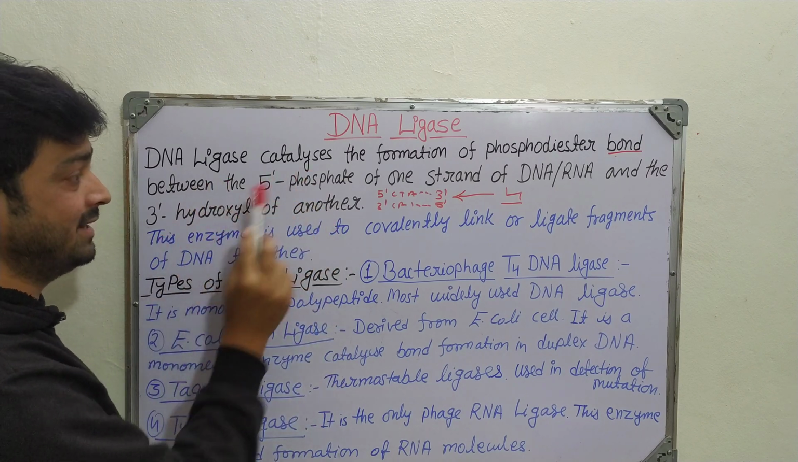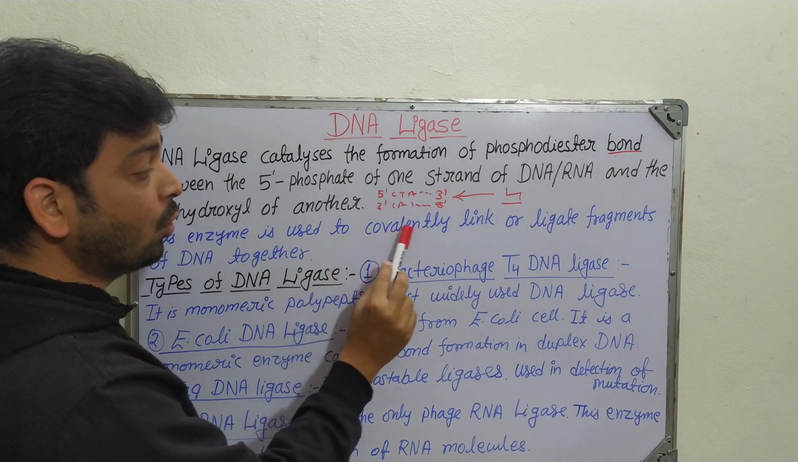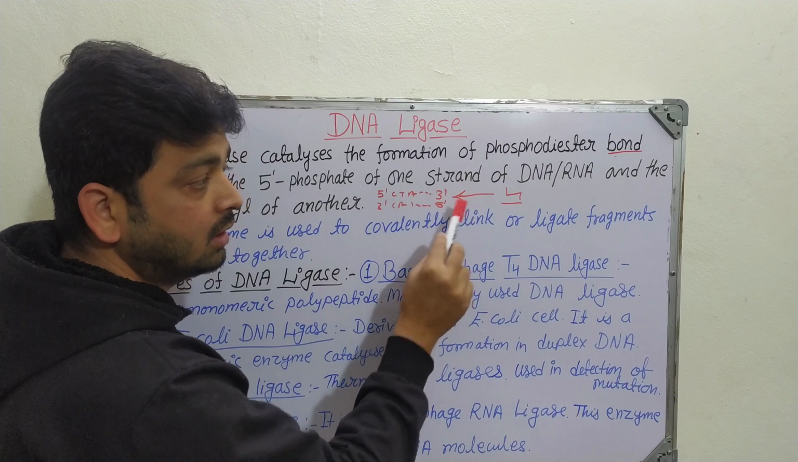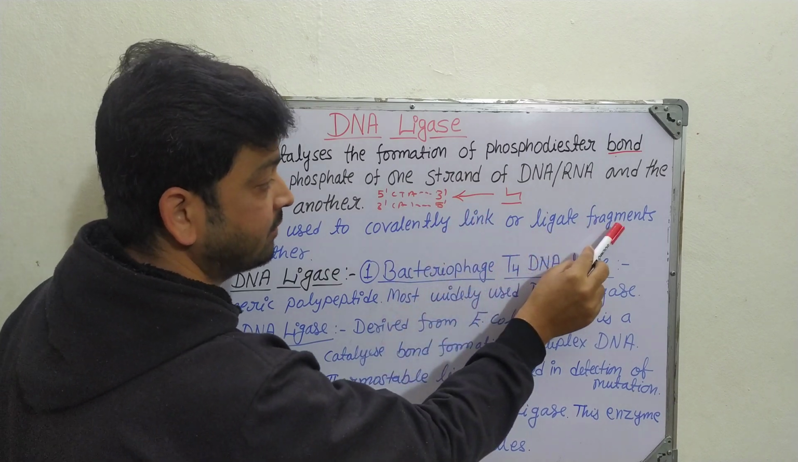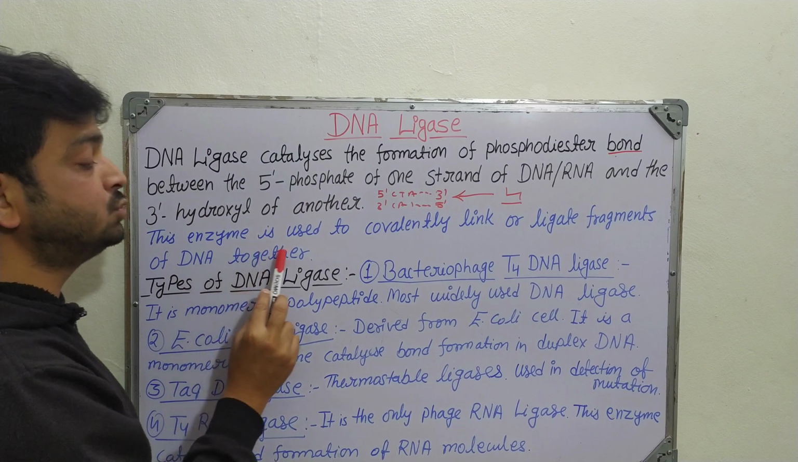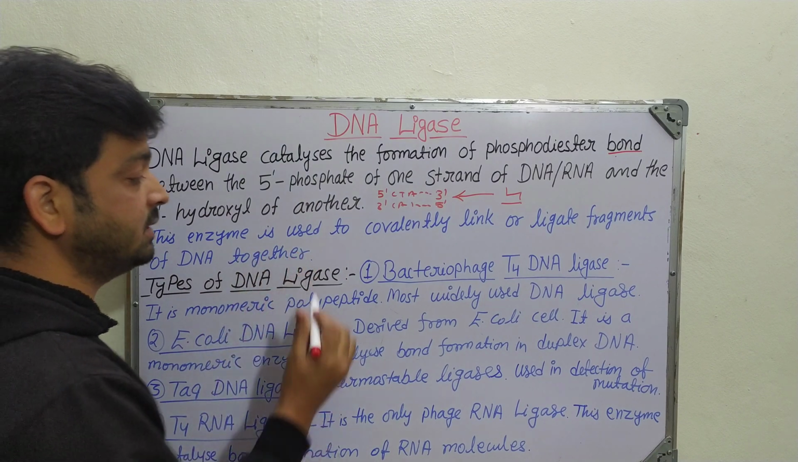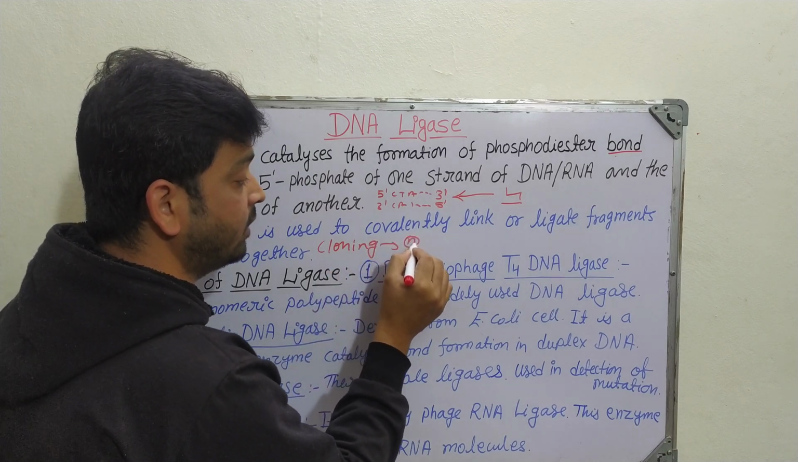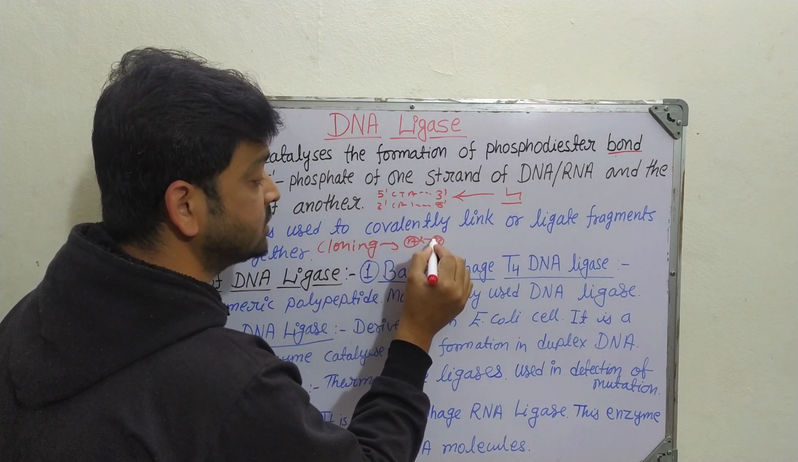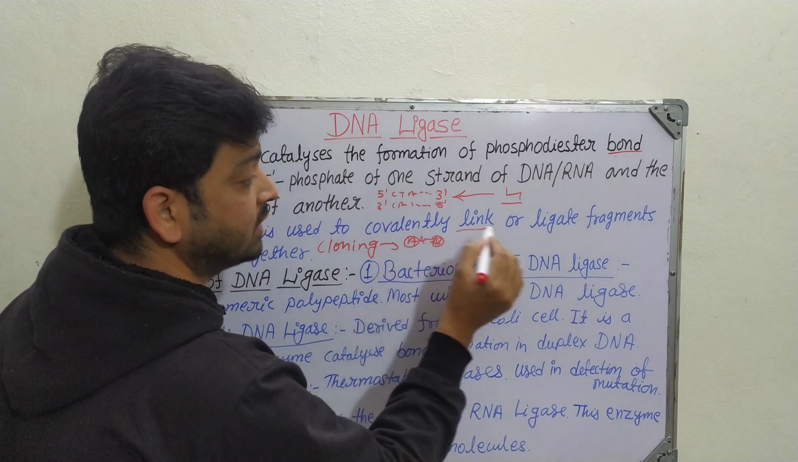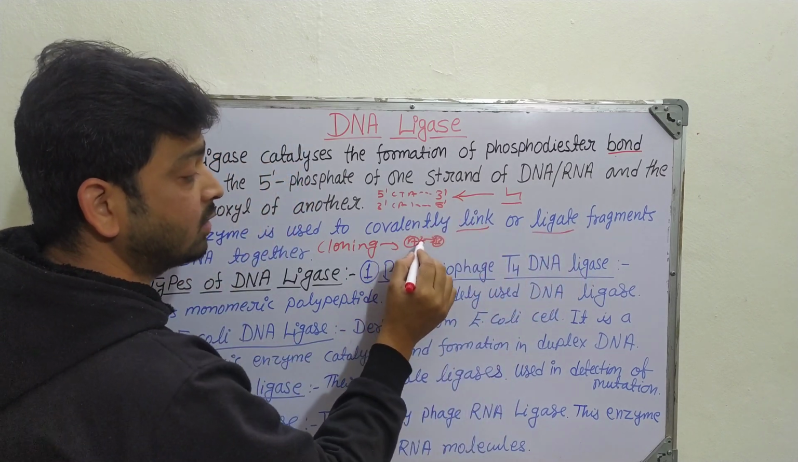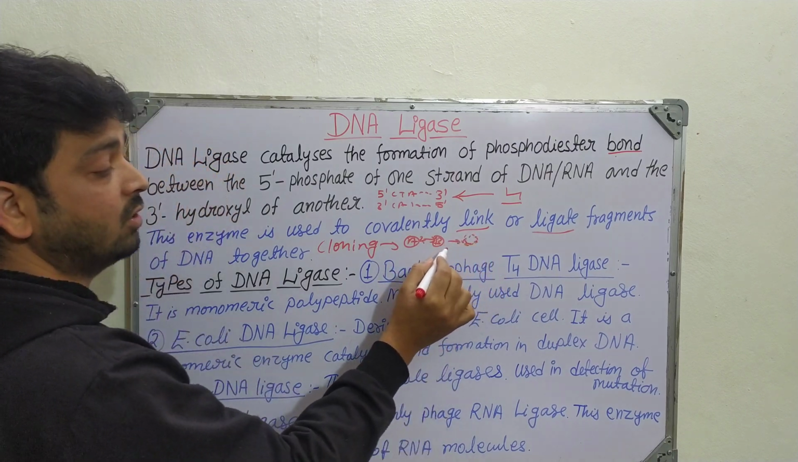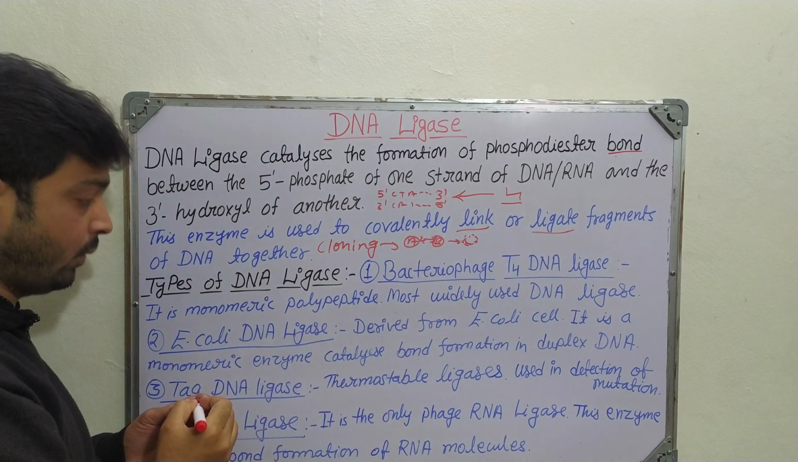So this enzyme, DNA ligase, is used to covalently link or ligate, that is, bond formation or ligation of the fragments of DNA together, right? Because two DNAs are participating in the cloning process. What is happening in cloning? We are taking DNA 1 and DNA 2. Those DNAs have to be bonded together or linked together or ligated together, right? So that they can further develop for the development of the particular organism, right? So that's what it is covalently linked.